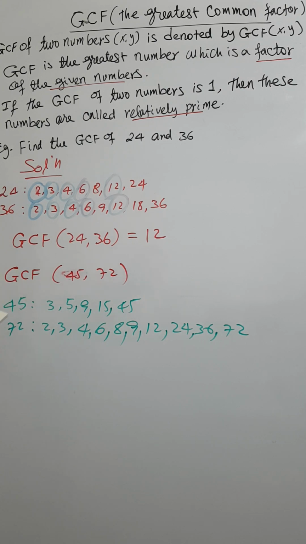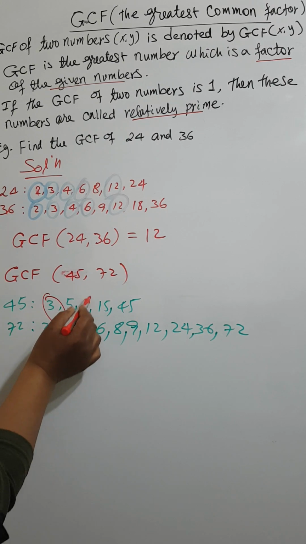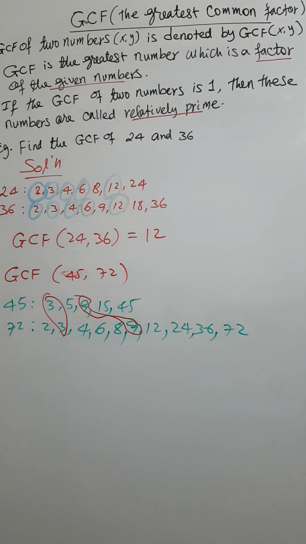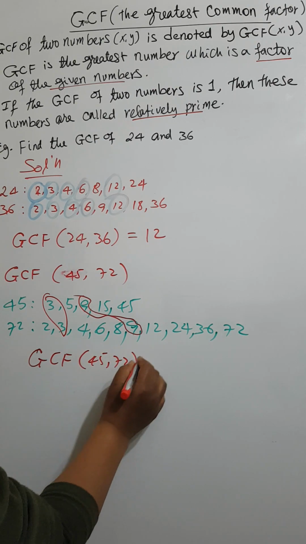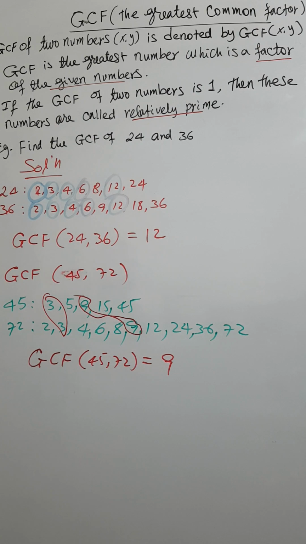Now here we have the common factors. 3 is a common factor, and 9 is a common factor. So from this, it's easy to say that 9 is the GCF. The GCF of 45 and 72 is equal to 9. The greatest common factor of 45 and 72 is 9.